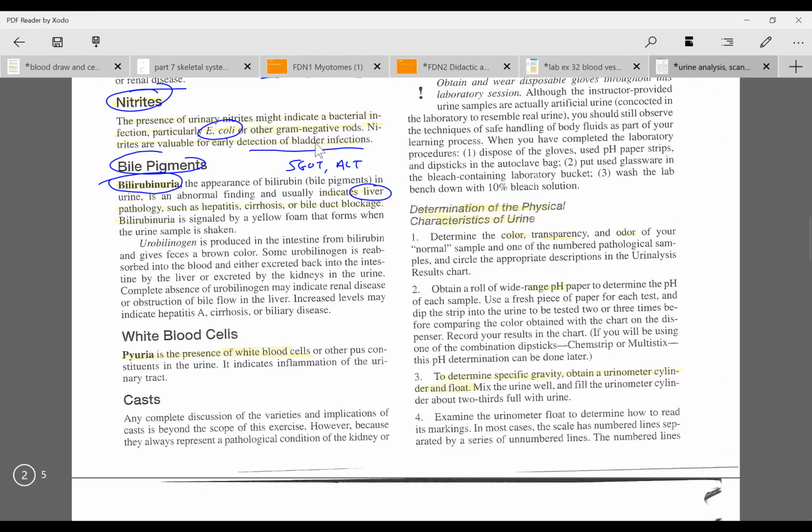Urobilinogen is also a marker that's on the test strip. It's produced in the intestine from bilirubin, so it gives the feces the brown color. Some of the urobilinogen can be reabsorbed back into the bloodstream. If that happens, it's either excreted back into the intestines by the liver or into the kidneys, which is released into the urine.